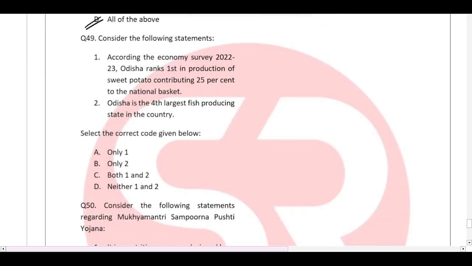Question number 49. According to the Economic Survey 22-23, Odisha ranks first in the production of sweet potato, contributing almost 25% to the national basket. So this is a fact given outright in the Economic Survey, and Odisha is the first in the production of sweet potato, and almost 25% of the whole nation's production of sweet potato comes from Odisha.